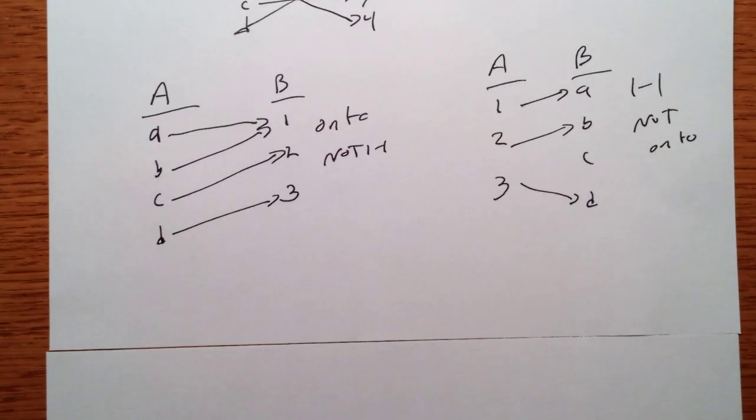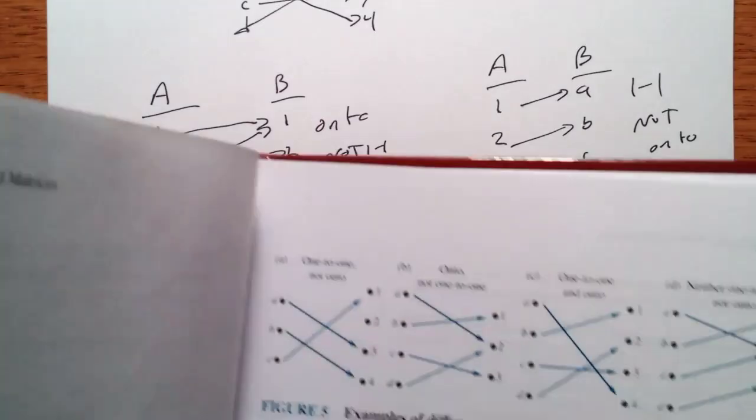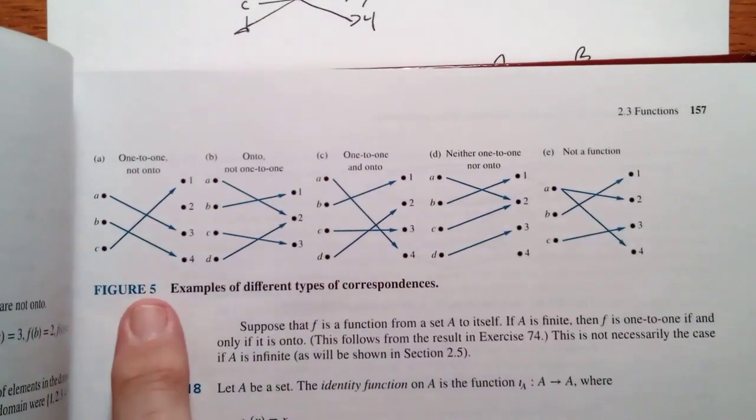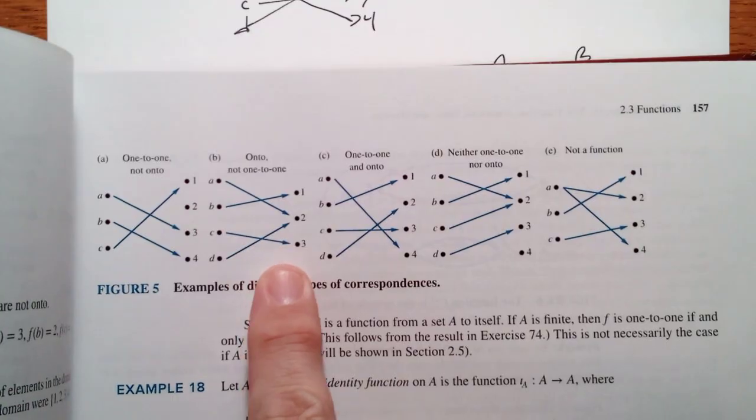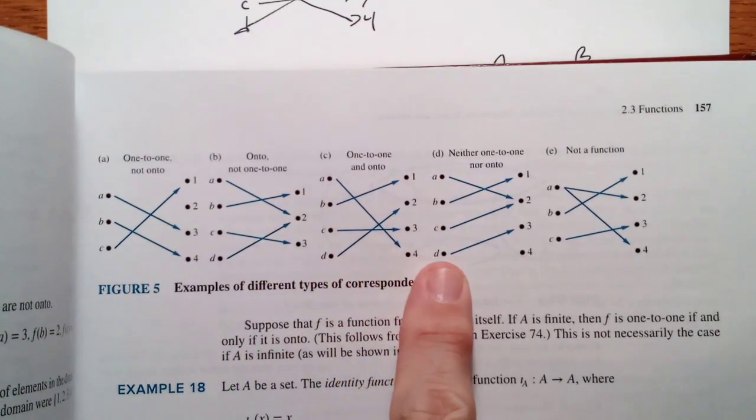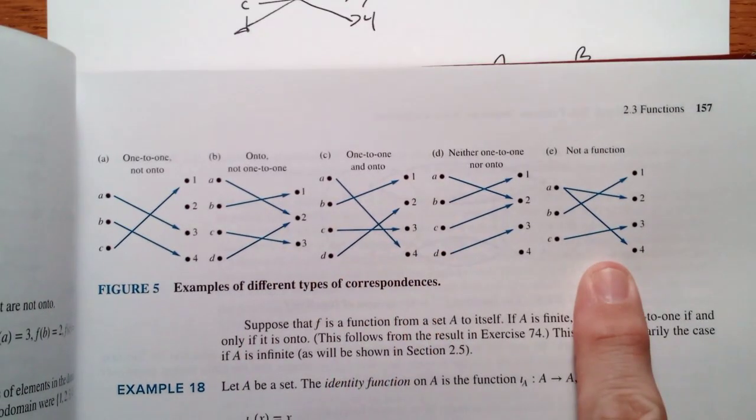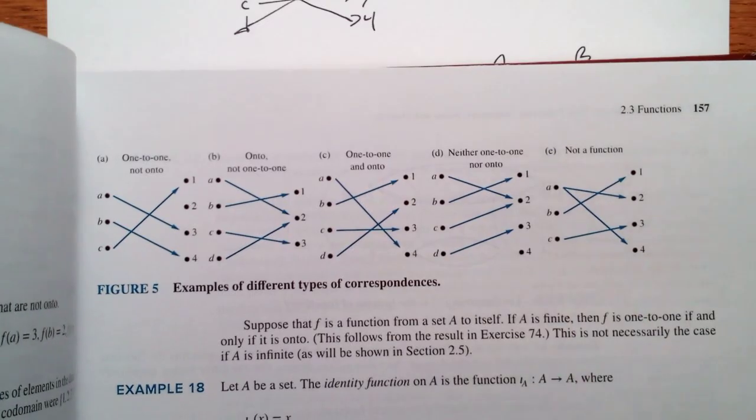And it turns out that these are proofs I would have to do if I want to show something is one-to-one or isn't one-to-one. Top of page 157. One-to-one and not onto. Onto but not one-to-one. Both. Neither. Wait a minute. Why is that one not a function?